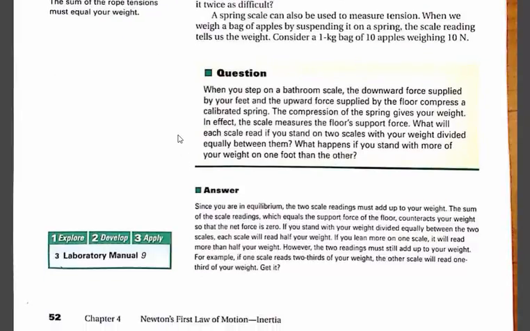Well, the answer is that the two scales together have to support your entire weight. If one foot is on each of two scales equally, then each will be supporting half of your weight. If one foot is standing more strongly on one of the scales, it will support more than half your weight, but the two scales together still add up to your total weight.